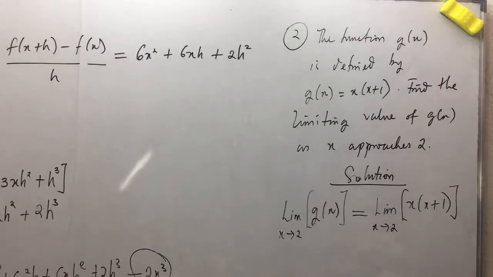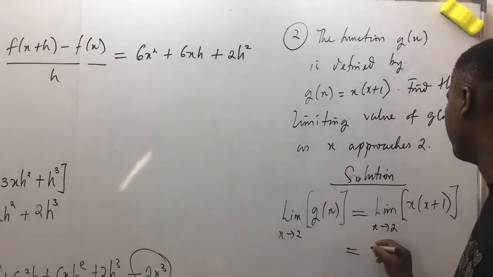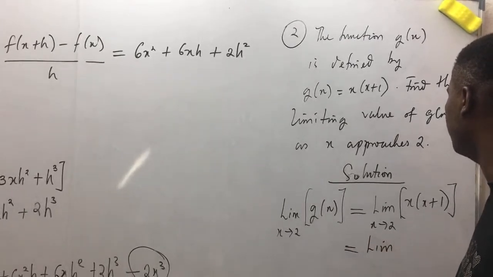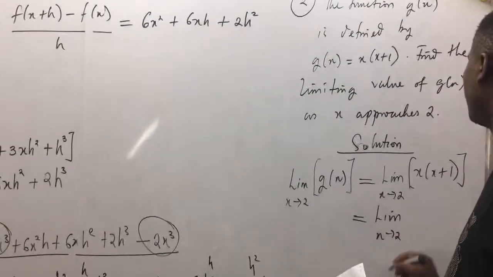Now there are two ways you could go about this. You could expand this function. Of course, it will end up giving you a polynomial function, or you simply would use the property of limits. So I could use either of them. Let's say we use the property of limits. The limit of a product is the product of the limits.